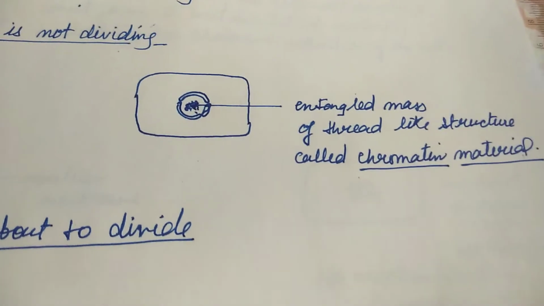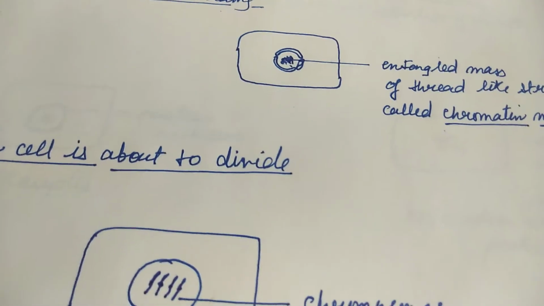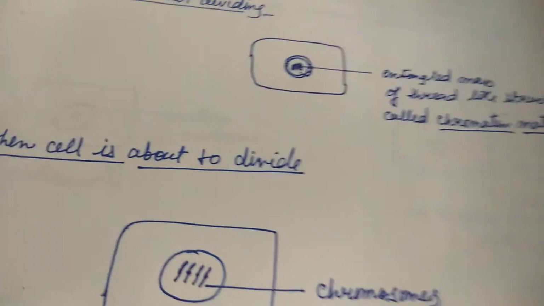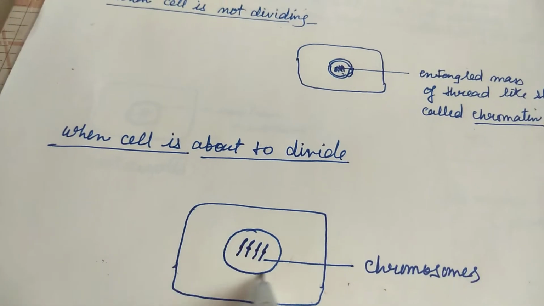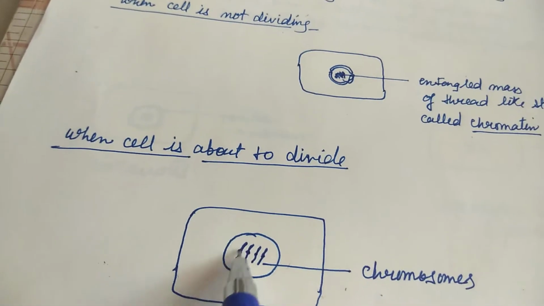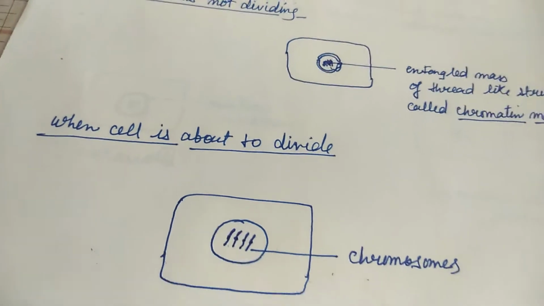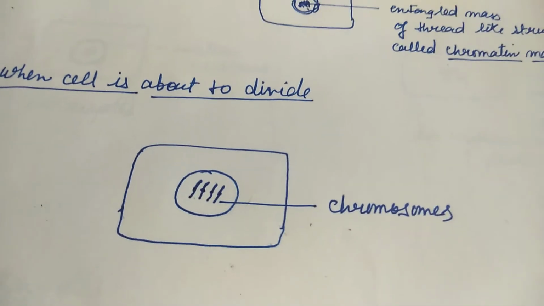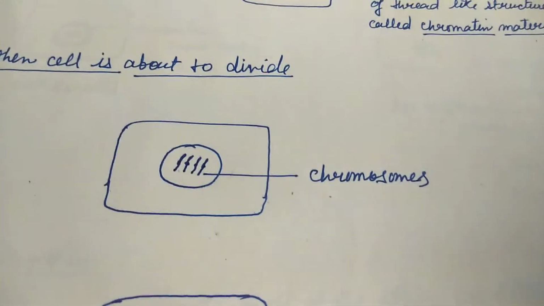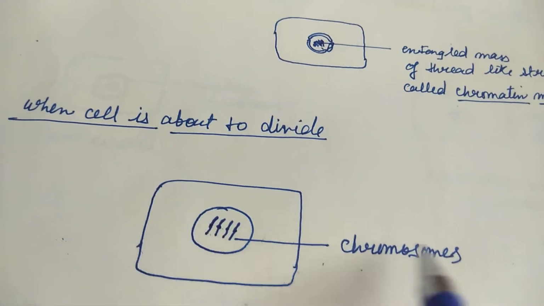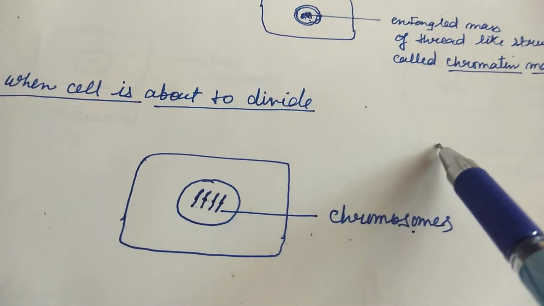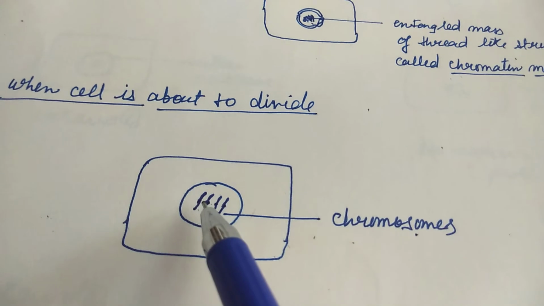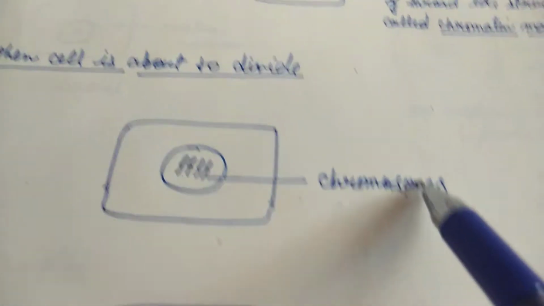Now what happens when the cell divides? When the cell is about to divide, the same chromatin material, see, this is the cell membrane. This is the nuclear membrane, roughly drawn, and this chromatin material itself thickens. I told you, this DNA is a long thread-like structure, but again it thickens more, and that structure we call chromosomes. There's nothing extra. The same material is there, same DNA, same protein, but it is thickened. That we call the chromosomes when the cell divides.